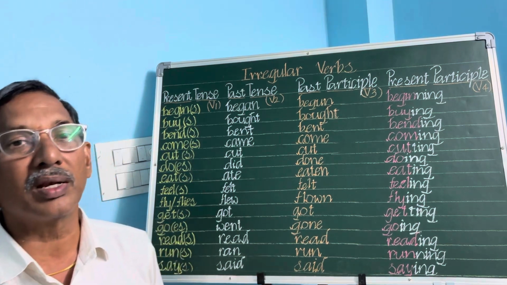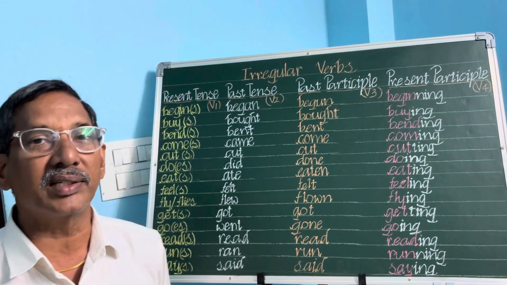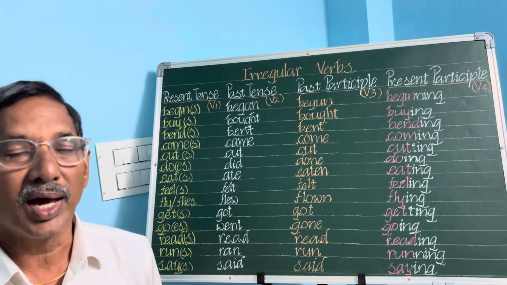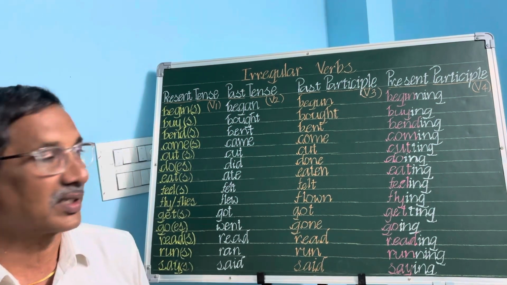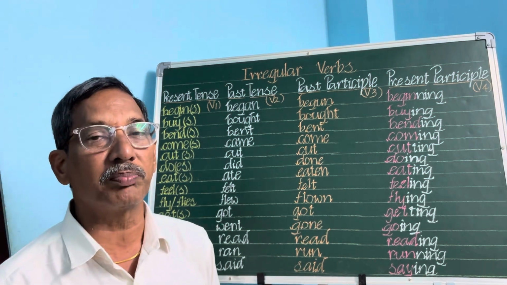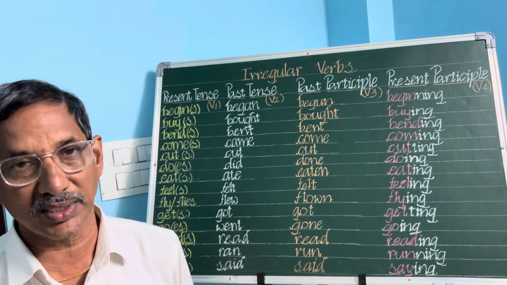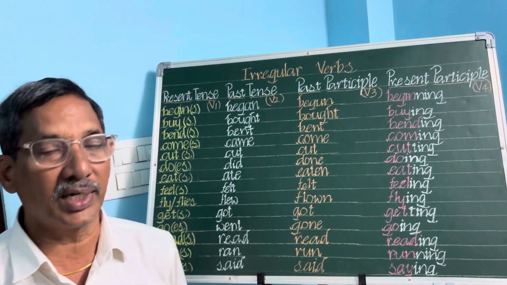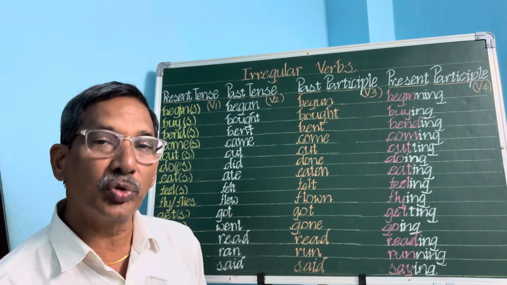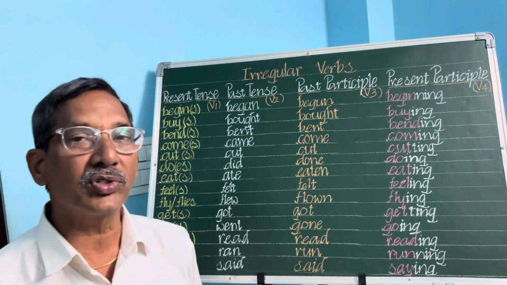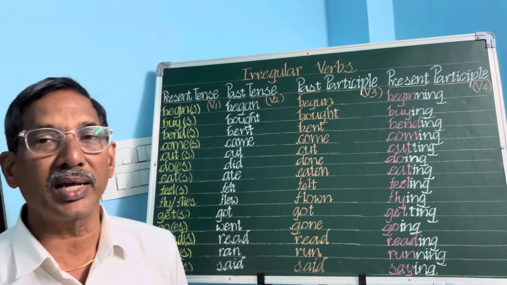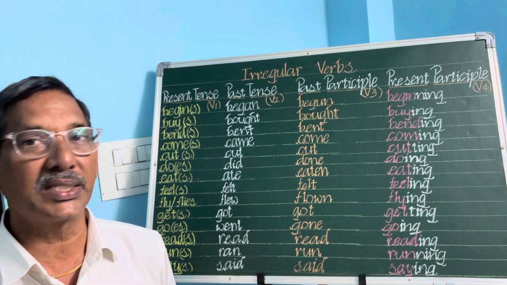Past participle doesn't indicate any tense. Past participle can be used either in present tense or in past tense. And in the same way, present participle is also used in present tense and past tense. So we can conclude that English language has only two tenses, and future time is also expressed in present tense.